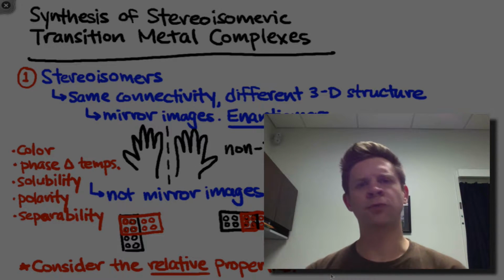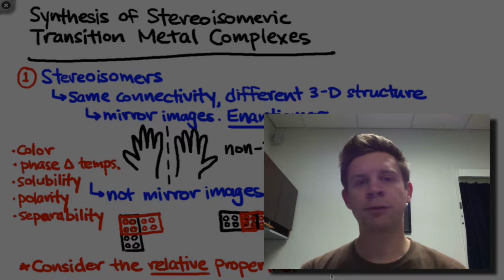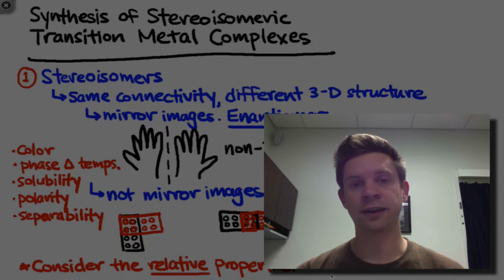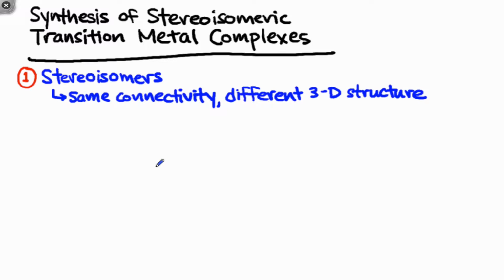And while we won't do any formal characterization of the properties, you'll be able to look at things like the color and the solubility and, for example, the polarity to get an idea of the similarities and differences between enantiomers and diastereomers. We've seen that stereoisomers have the same connectivity, the same connections between atoms, the same bonds, but different positions of the atoms in space, different three-dimensional structure.